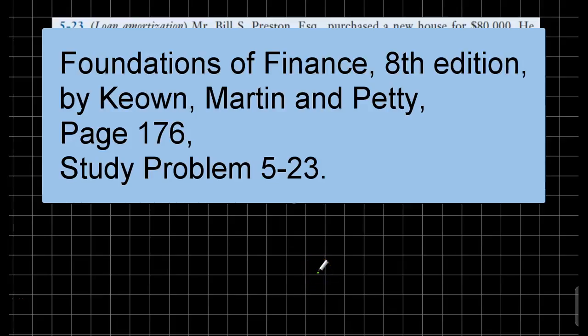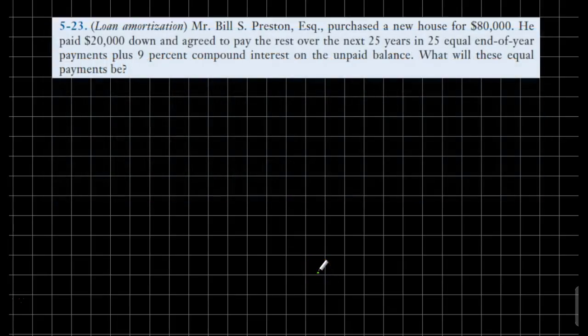We'll go over study problem 5-23 from our textbook. We would like to buy a new house, which is currently valued at $80,000. We can make a $20,000 down payment, and we agree to make equal end of year payments for the next 25 years, and the interest rate is 9% compounded annually.